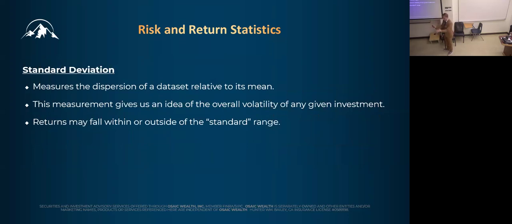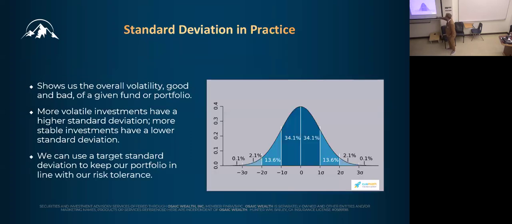Most returns will fall in the first and the second standard deviation, and then there's going to be some that sprinkle on the outside. Like we'll have a 2008 crisis every once in a while, which is not part of the first standard deviation channel, but it happens. So this measurement gives us an idea of the overall volatility of any given investment. And this is pretty much just how that's shown graphically.